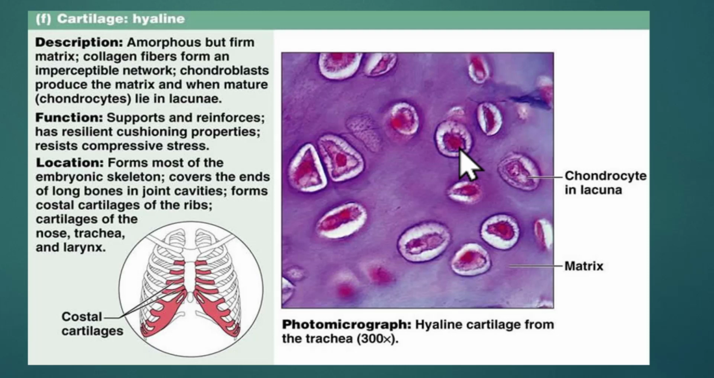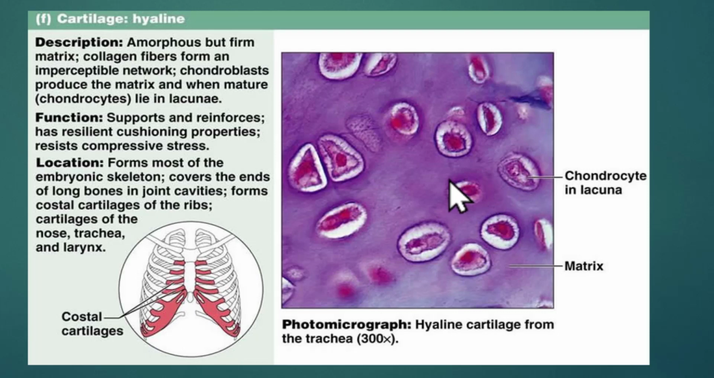What this does is obviously give you cushioning. It's very resilient. It resists stress to those bones. It forms most of the embryonic skeleton. It's going to cover those long bones. It's going to form the cartilage in the ribs, the cartilage of our nose and our trachea and our larynx. So there's the costal cartilage.